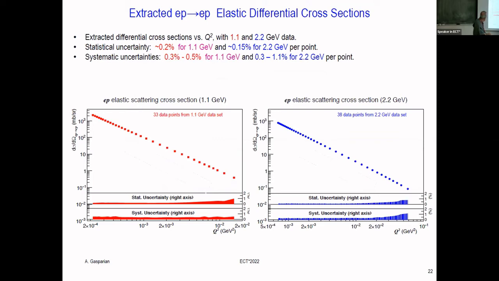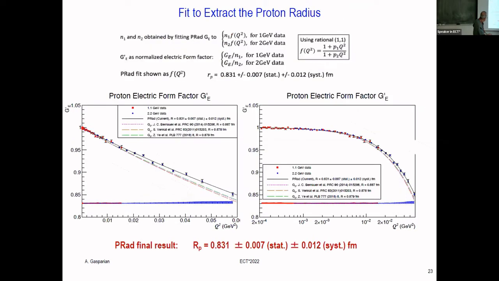Well, once you have that, you are extracting cross sections. It's 1 GV, 2 GV. There is supposed to be a plot which compares the two together. The red one is 1 GV and the blue one is 2 GV. As you see, there's a nice overlap. We've been happy with that.